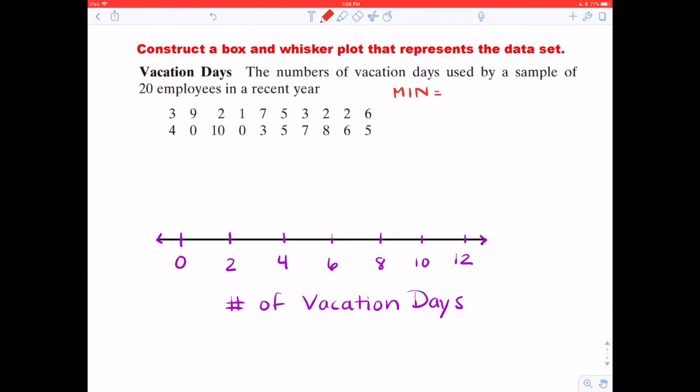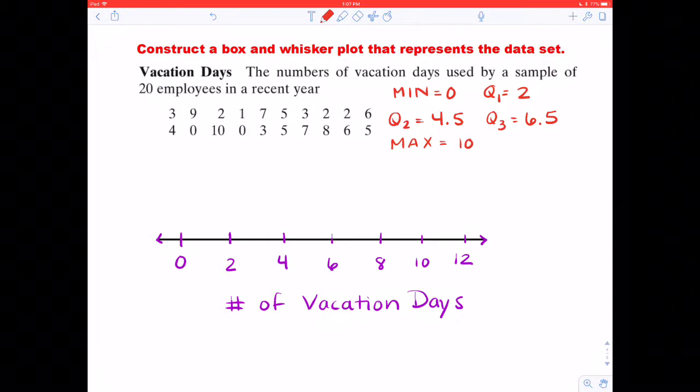Okay, now that includes the minimum. It includes the 3 quartiles. So we just found Q1 was at 2. Q2 was at 4.5. Q3 was at 6.5. And our maximum value is 10. Okay, that's all I need to construct the box and whisker plot.